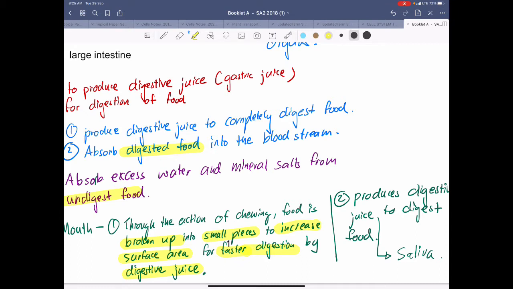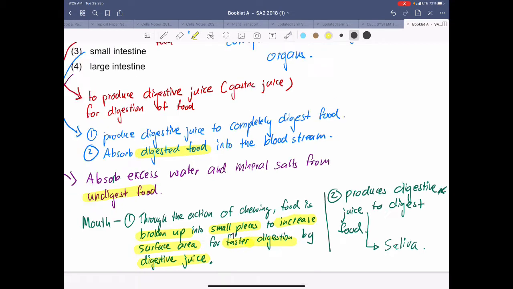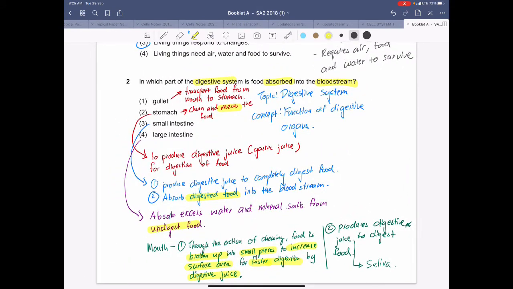So, as you can see, this is a memory question. If you never memorize the function of the various organs, there is no way, I repeat, no way that you can answer this question, like which I told you in my earlier lesson. So they ask you which one absorbs digested food. Okay, so the answer would be your answer number 3, small intestine.